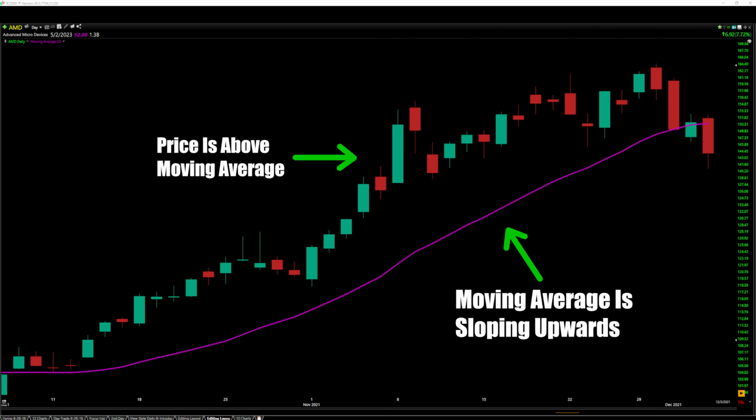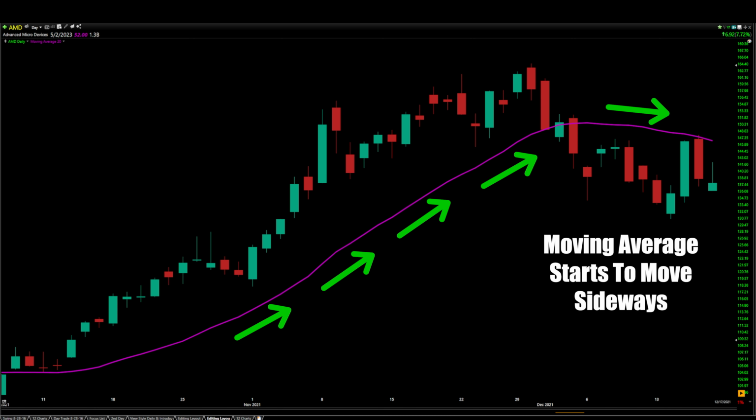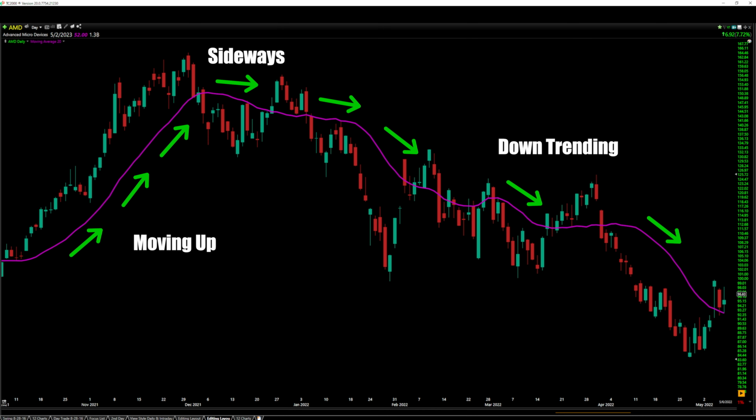Moving averages can also help you identify trends. If the stock is above the moving average and trending above the moving average, and you can see that that moving average is sloping upwards, then we know that the trend is up. If the moving average starts to shift directions from moving up to moving sideways, that may indicate that the stock may actually be ready to start declining as well or changing directions.